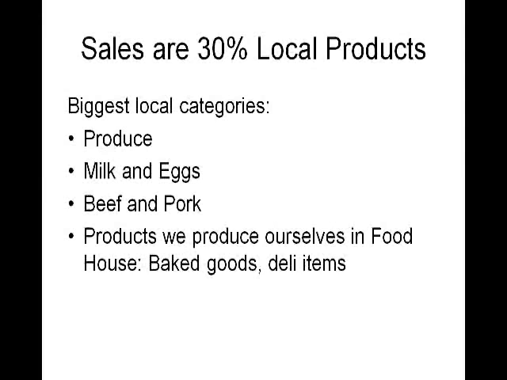About 30% of our sales are local food. Produce is the most obvious one, but not really the biggest in dollar amounts, which come from year-round products like dairy, meat products, and foods that we produce ourselves in our food house, kitchen, and bakery. Next slide, please.